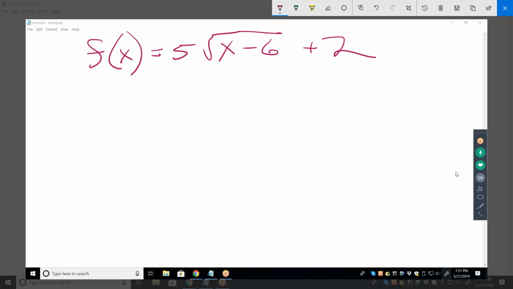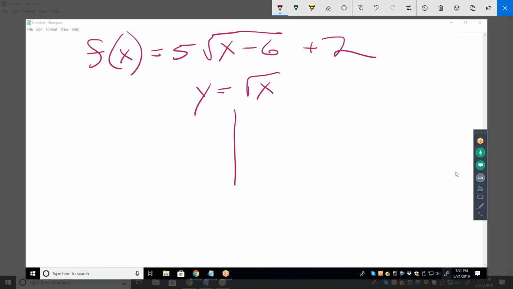Whenever you're dealing with transformations, you have to figure out what your parent function is. Your parent function, there's only about 8 of them, elementary functions. y equals x, y equals x squared, y equals x cubed, y equals square root of x, y equals sine of x, y equals cosine of x, y equals x to the 1/3 power. There's pretty much all of them. Which one is this? This is y equals square root of x.